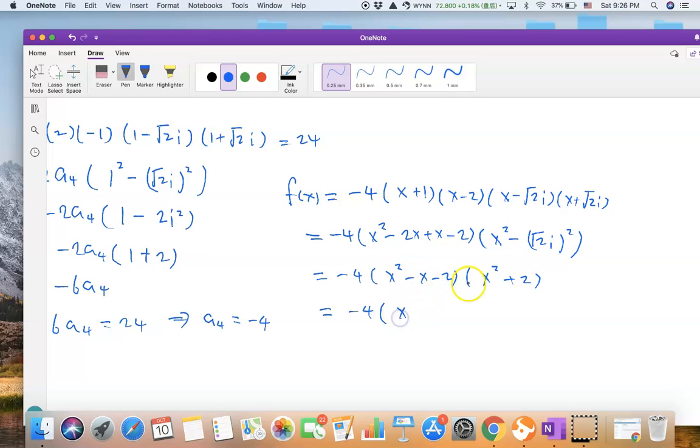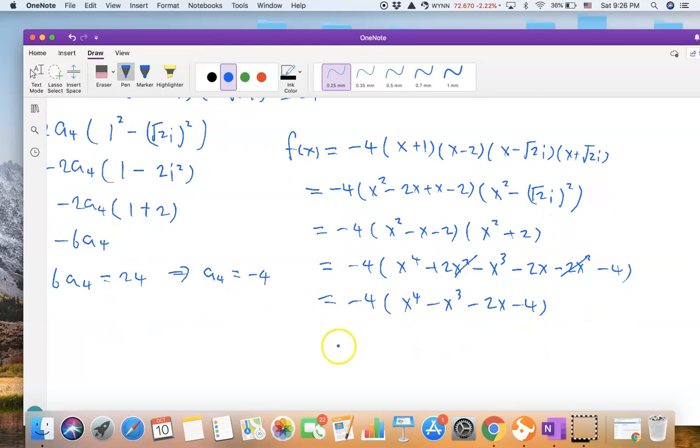So we're going to have x to the 4th plus 2x squared, and negative x times x squared, negative x to the 3rd, minus 2x, negative 2 times x squared, minus 2x squared, minus 4. These two cancel out. And then I distribute negative 4 into this. So I have negative 4x to the 4th plus 4 times x to the 3rd plus 8x plus 16.